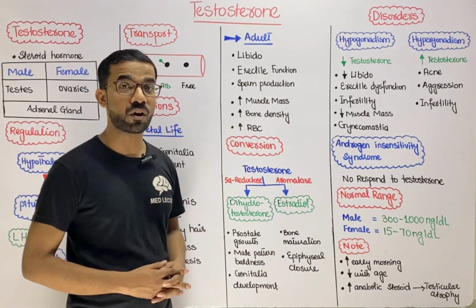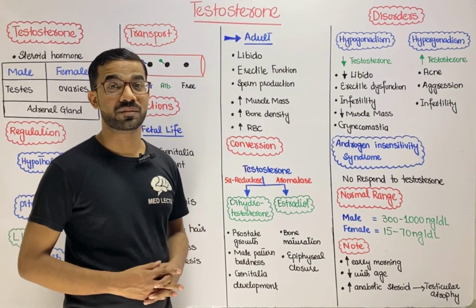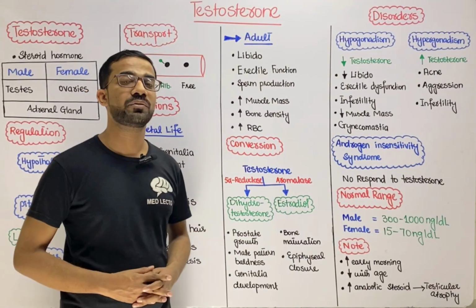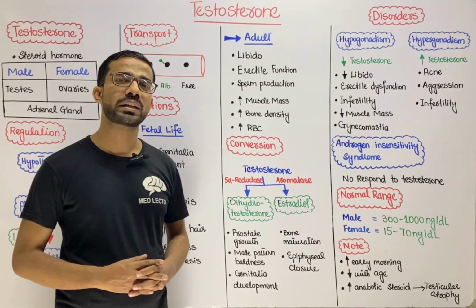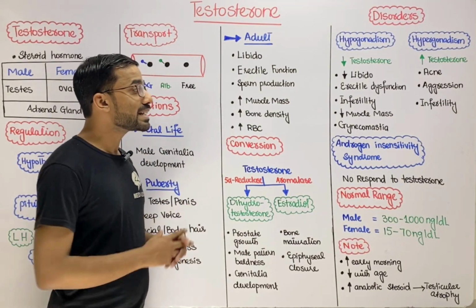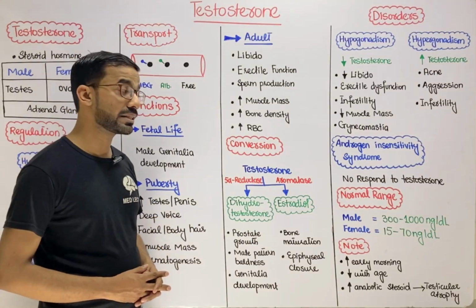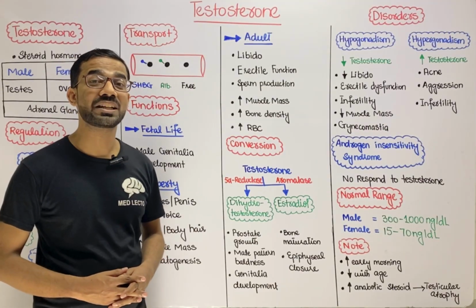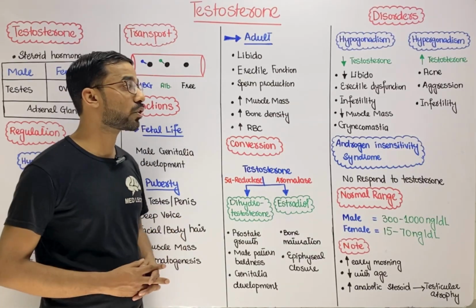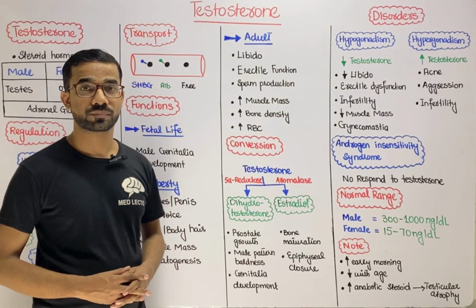In hypergonadism, you will see the high level of testosterone. You can see the acne on the face, and aggressive behavior will be seen in that male, and infertility will also be seen in that case. So in both hyper and hypo conditions, you can see the infertility. Androgen insensitivity syndrome, in that case, testosterone is produced, but it will not work as it has to, and that is the androgen insensitivity syndrome.